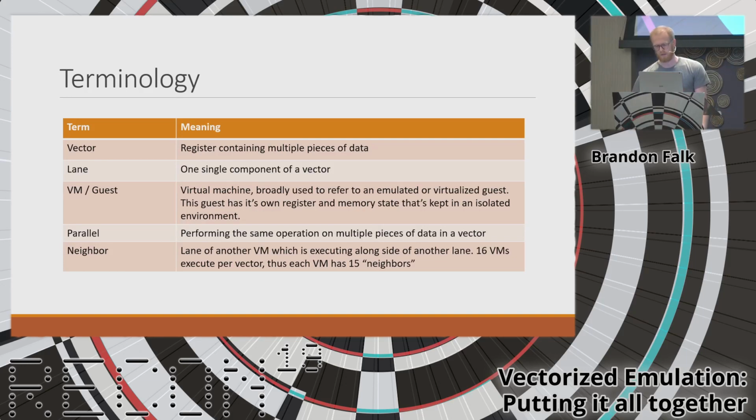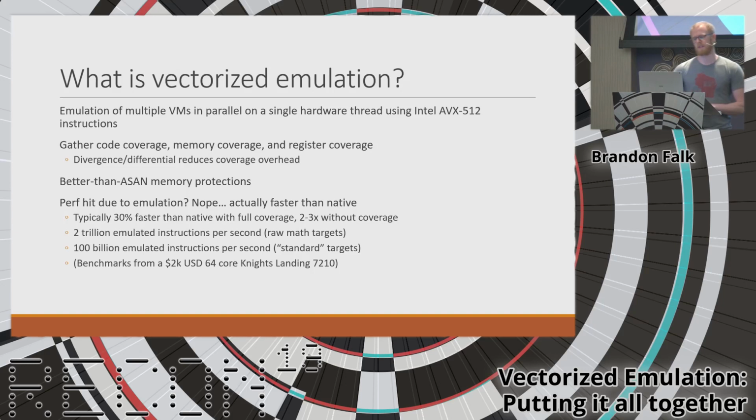So, all right. What is vectorized emulation? And I don't really know yet either, so hopefully someone can help me out here. But it's effectively emulating multiple VMs using vector instructions on, well, in this case, Intel processors using AVX512. But you could theoretically do it on any processor, maybe even a GPU, where it has these vector registers. So I'm able to gather code coverage. I'm able to gather something called memory coverage, which is tracking the different states of memory, and also register coverage, which is the same thing where you're tracking the different states that registers can be in while running.